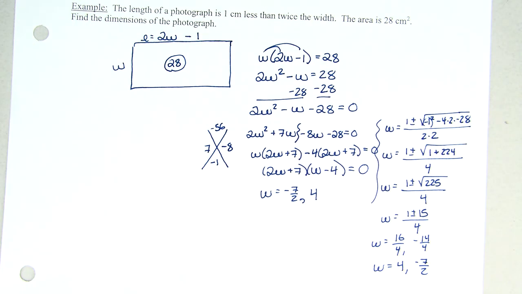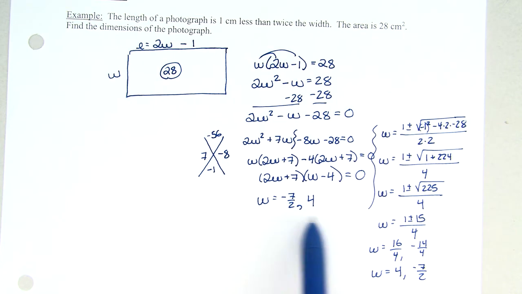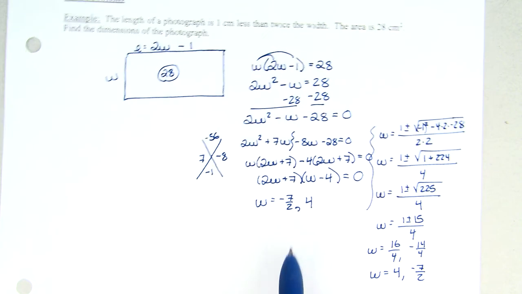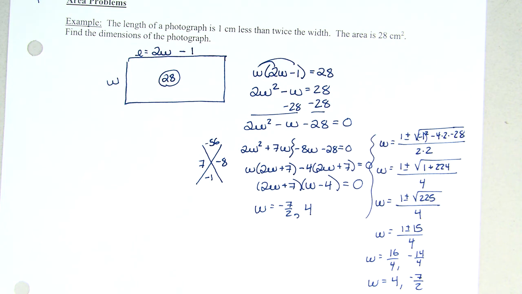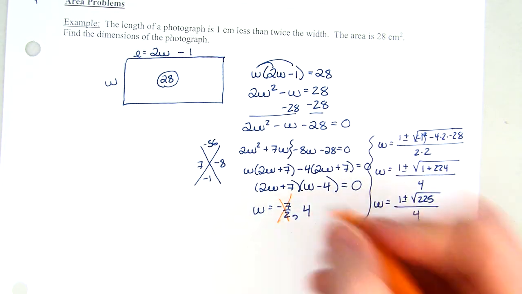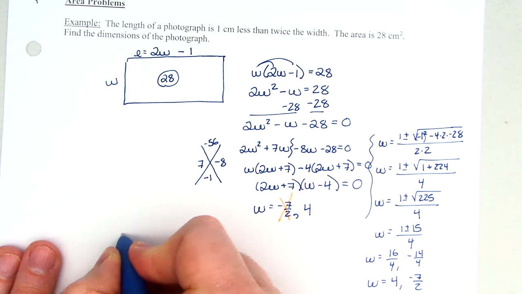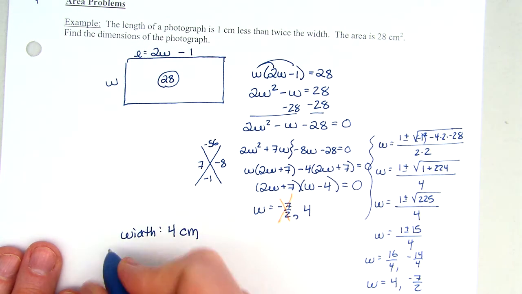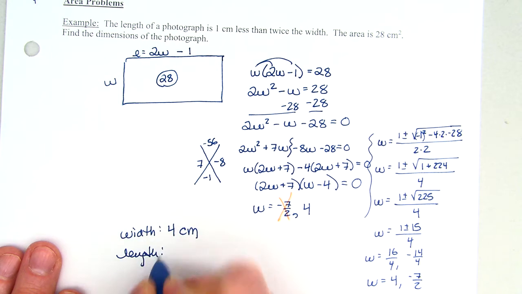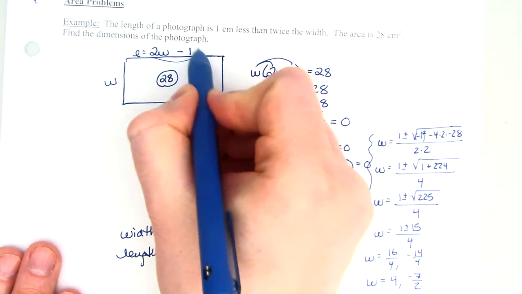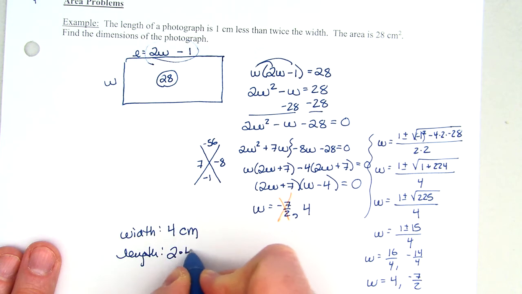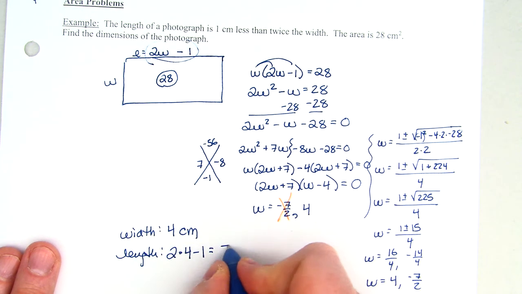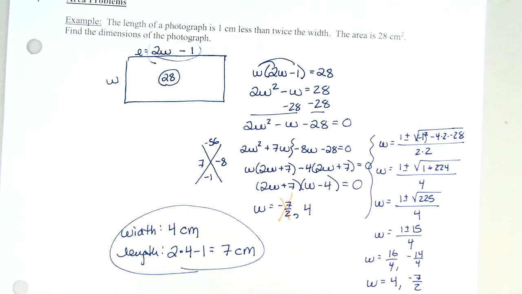Now, these are options for the width. Are these both reasonable numbers for the width of the photograph? No, you can't have a negative width. That's not going to make any sense. So I'm going to say that my width is 4 centimeters. I want to find the other dimension, the length. Well, I've got my nice little formula over here, 2w minus 1. 2 times 4 minus 1, 8 minus 1, I'm getting 7 centimeters. Those are my two dimensions, 4 centimeters by 7 centimeters.